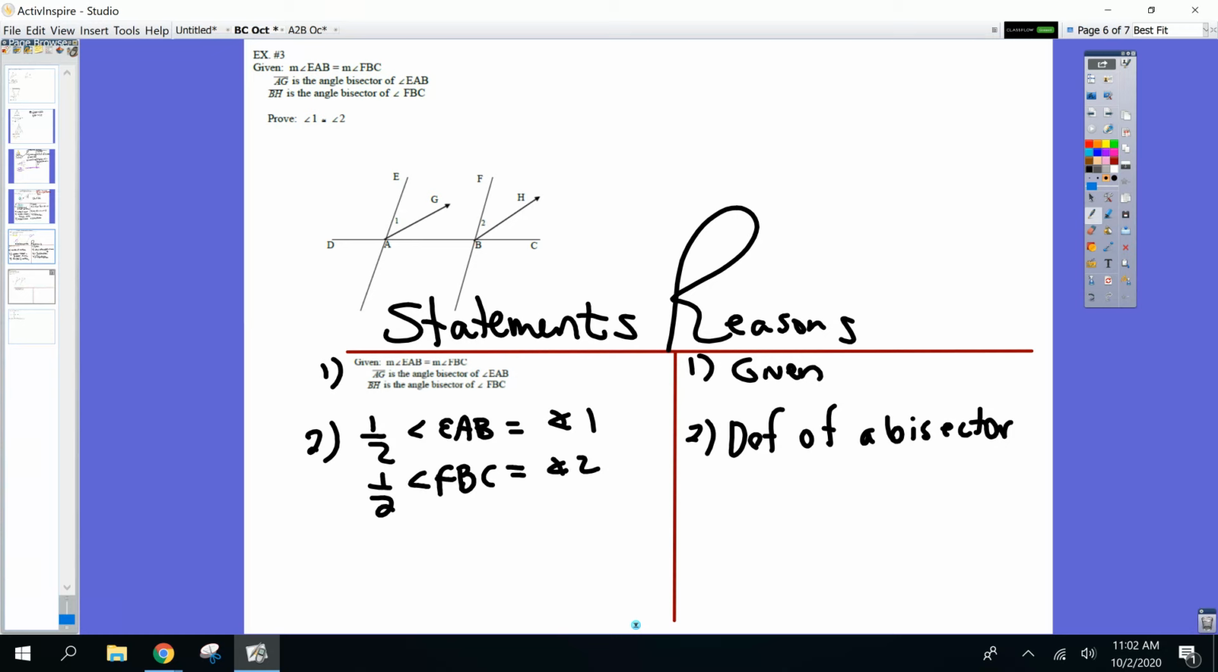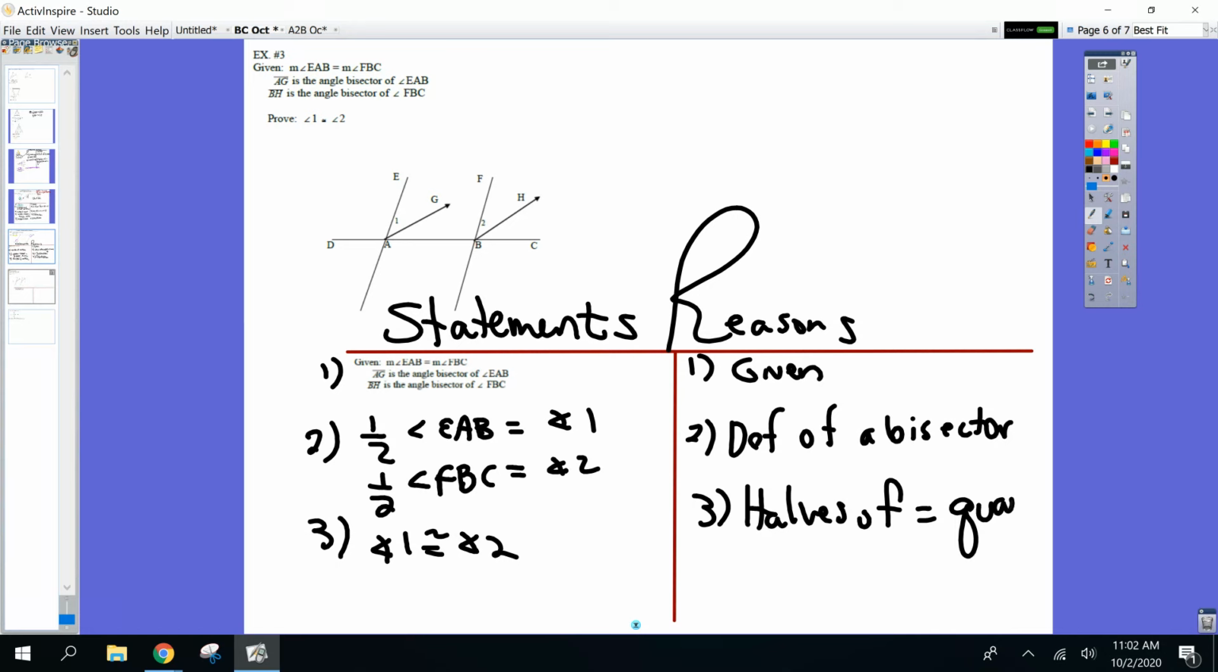And now, because I know EAB and FBC are equal, I can take those halves and set them equal to each other. Angle 1 congruent to angle 2. Halves of equal quantities are equal. There you go. Little review, just to keep you on your toes. Remember me, halves of equal quantities.